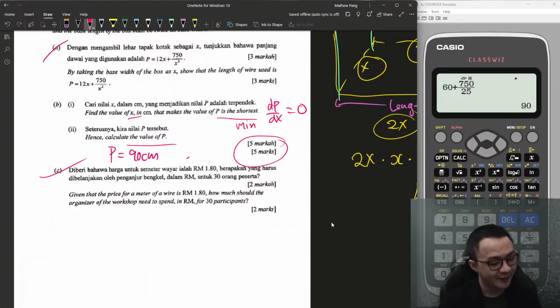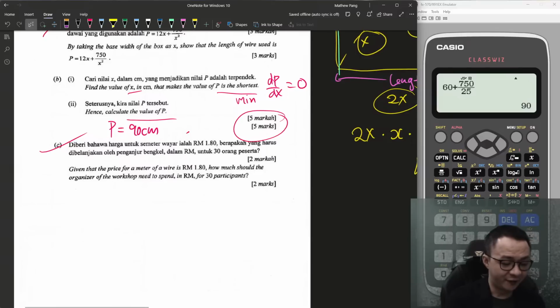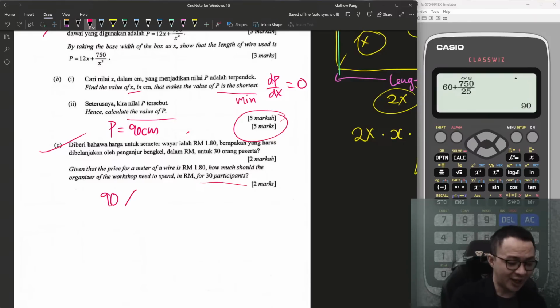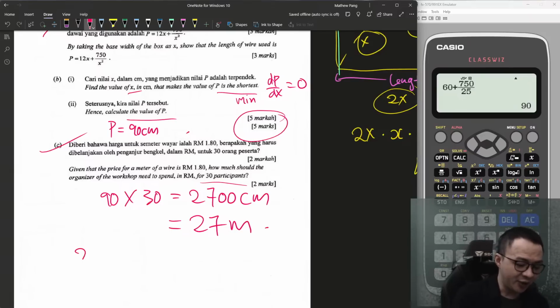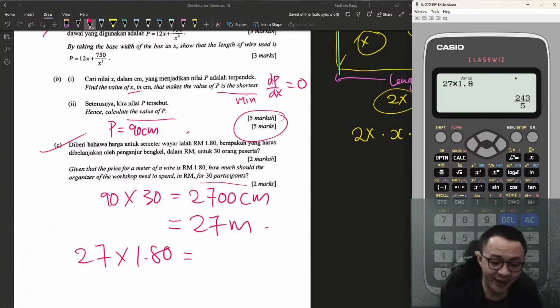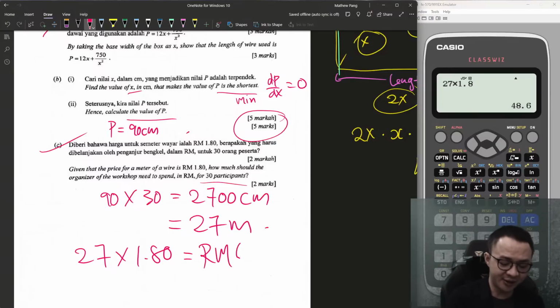Right now, part C. Given the price of 1 meter of the wire is 1 ringgit 80 cent, how much should the organizer of the workshop need to spend for 30 participants? So you just assume one participant you will need 90 centimeter, right? So 90 times 30, I will have about 2700 centimeter. Convert to meter is about 27 meter, right? Each meter I will spend 1 ringgit 80 cent, right? So I have 27 meter, I multiply 1.8. Yeah, total money the organizer needs to spend is 48 ringgit 60 cent. Done. 2 mark.